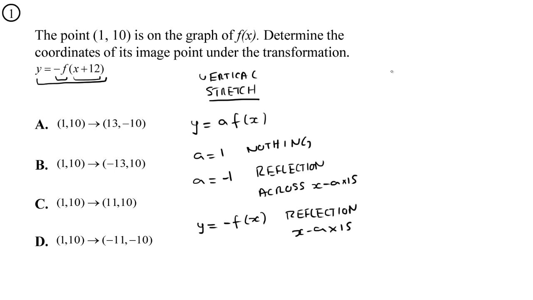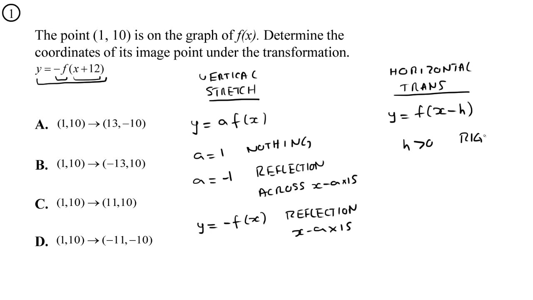So if we now look at our horizontal translation, we can see what we're experiencing. So the form for the horizontal translations always looks like y = f(x - h). And if h is greater than 0, it's going to be a shift to the right. And if h is less than 0, it's going to be a shift to the left.